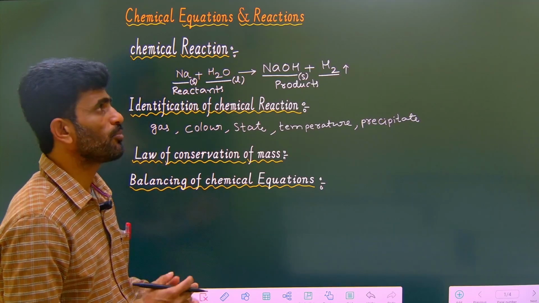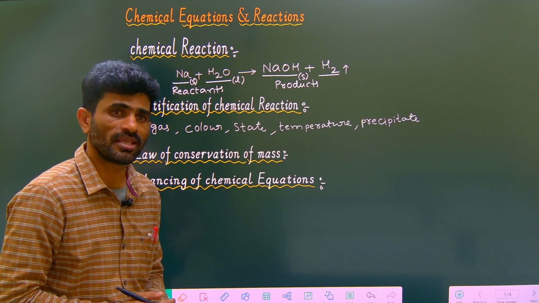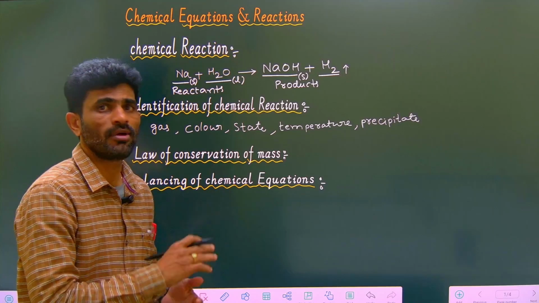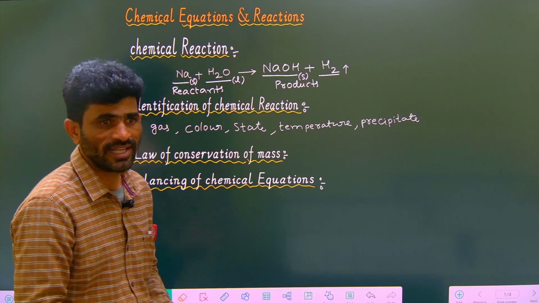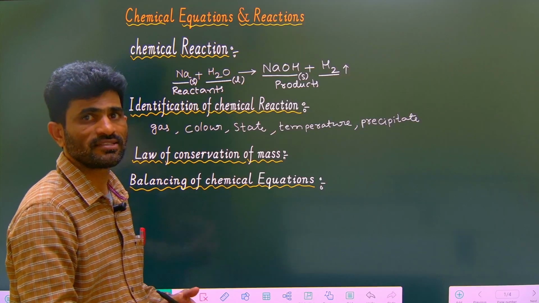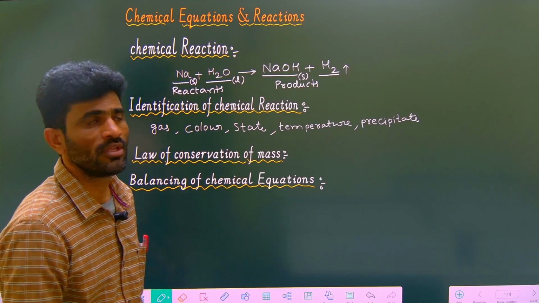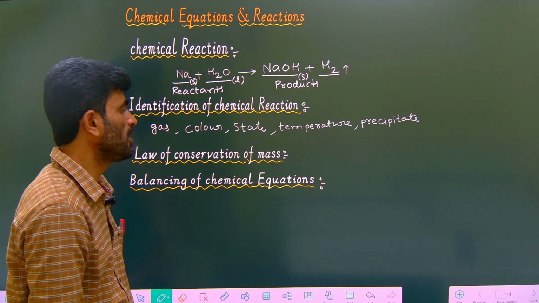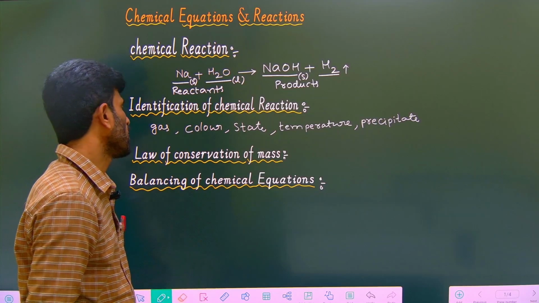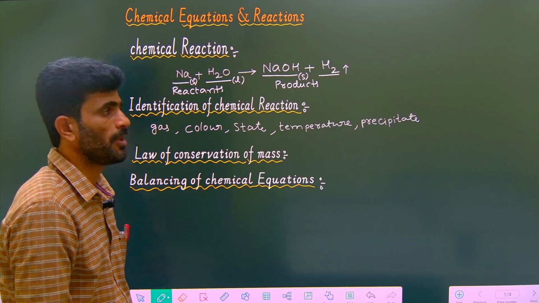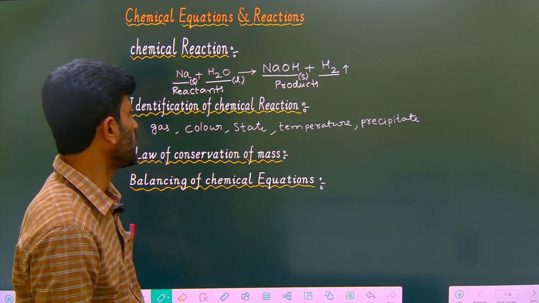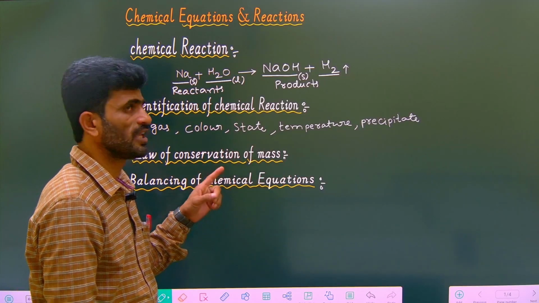When a chemical process takes place, in that chemical process no new mass will be created, and the existing mass cannot be destroyed. Before the reaction, whatever mass is there, after the reaction also the whole mass will be the same. So that is the law of conservation of mass. To have that mass same before the reaction and after the reaction, we need to balance the equations.